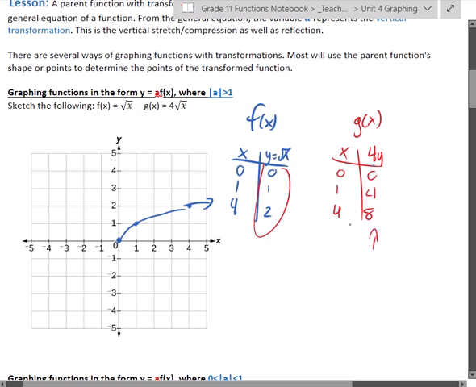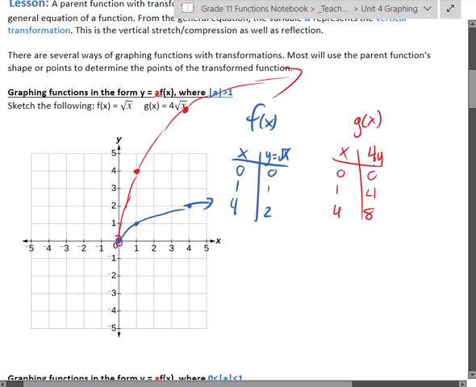So I'm taking from this column to grab this column here. I'm not taking from these values. What I'm doing is taking my parent function's table of values and manipulating these particular columns with my transformation. So I have my new points here. I have 0, 0, which doesn't change. I have 1, 4. And then I have 4, 8. Now 8 is going to be way up here. So this would be my function, going way off the graph. So all of my coordinates are stretched vertically by a factor of 4.